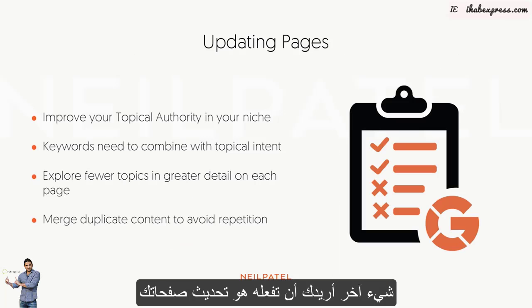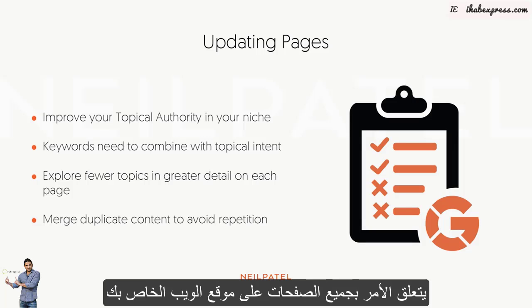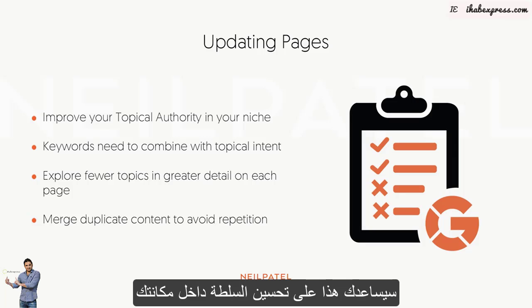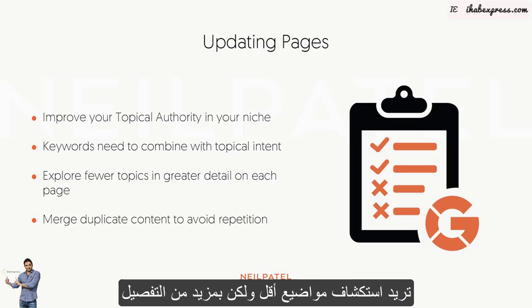Another thing I want you to do is update your pages. It's not just about blog posts. It's about all pages on your website. This will help you improve authority within your niche. You want to take keywords that are very similar in multiple pages and combine them, because no one wants to read the same thing over and over again. You want to explore fewer topics but in greater detail.